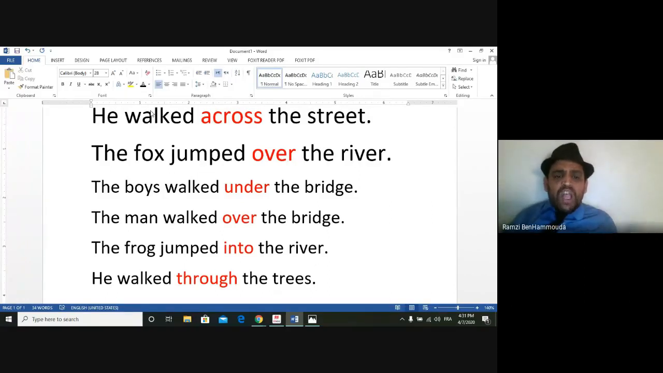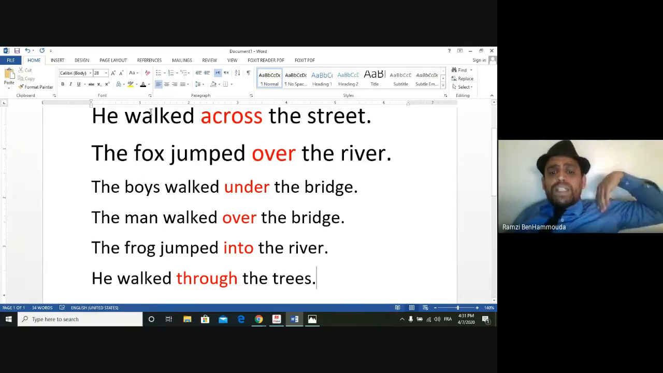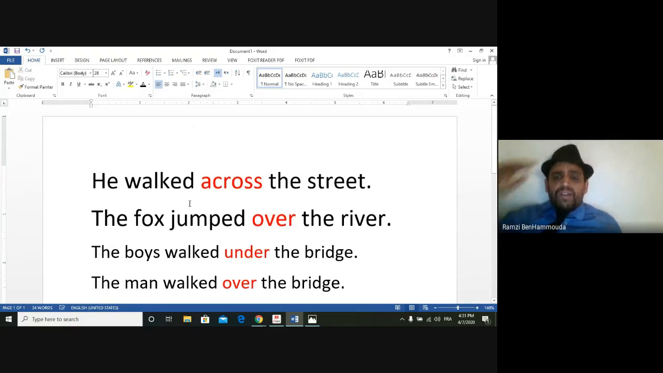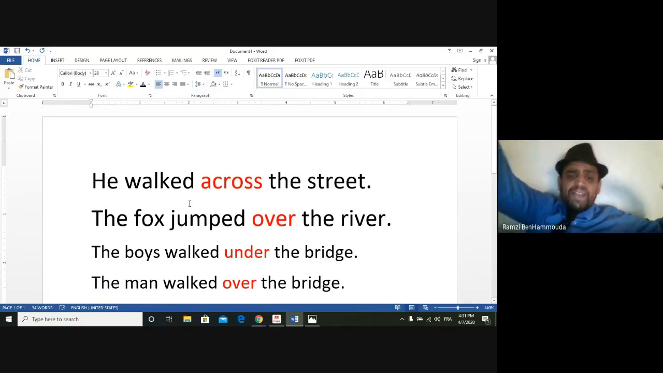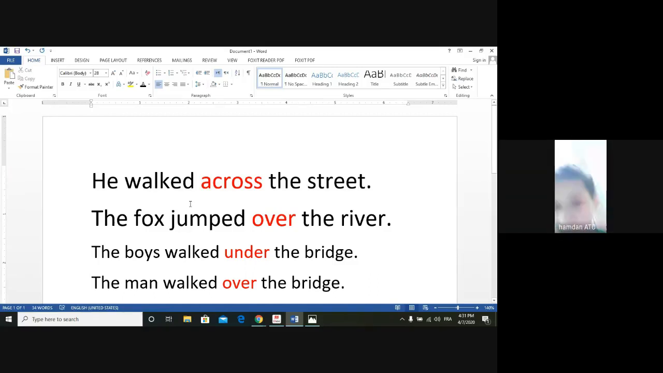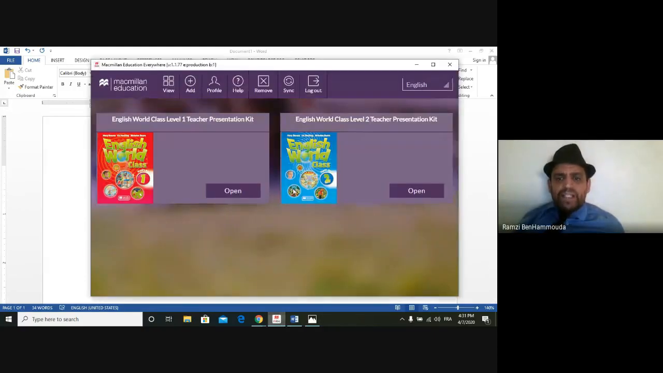Whenever you see someone jumping in the water, any kind of water, ocean, sea, pond, lake, river, we say into. Whenever we see someone walking on the bridge, we say over. Whenever we see someone under the bridge, we say under. Whenever we see someone jumping over something, he doesn't step on that thing, so we say over. And whenever we see someone crossing the street, we say across the street. Across.